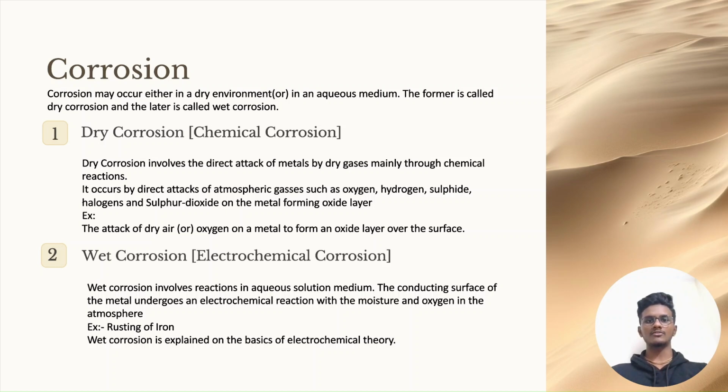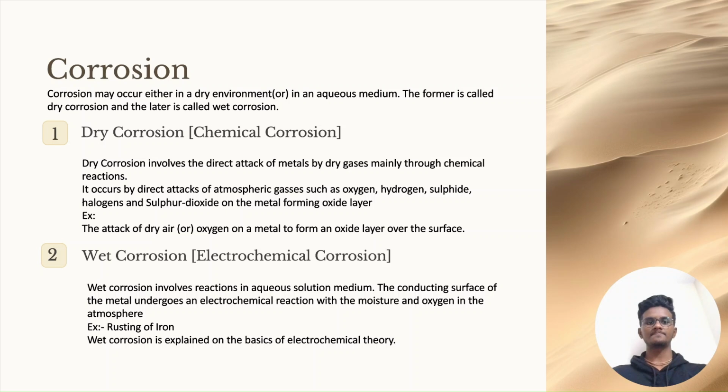Dry corrosion, also known as chemical corrosion. Dry corrosion involves the direct attack of metal by dry gases, mainly through chemical reaction. It occurs by direct attack of atmospheric gases such as oxygen, hydrogen sulfide, halogens and sulfur dioxide on the metal, forming oxide layers. Example, the attack of dry air or oxygen on a metal to form an oxide layer over the surface.